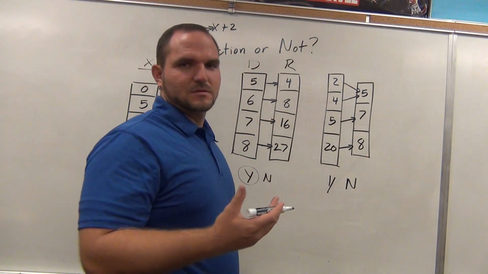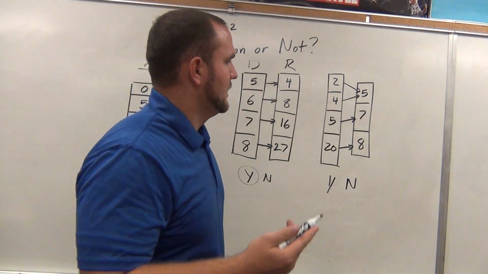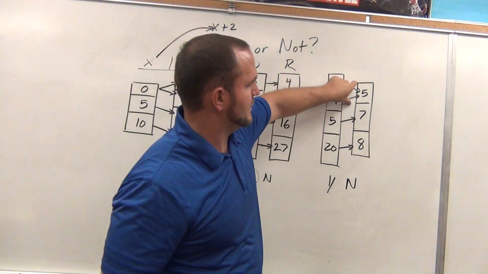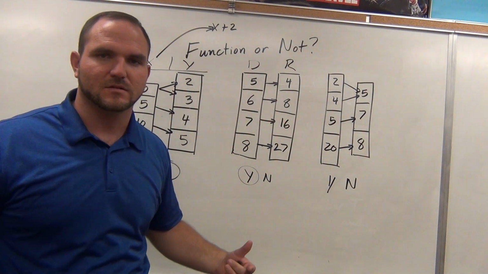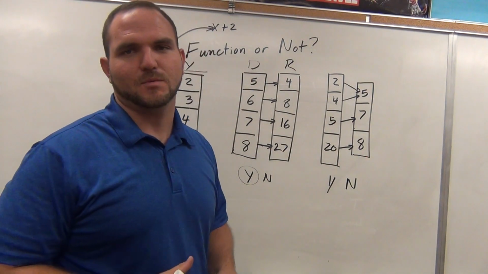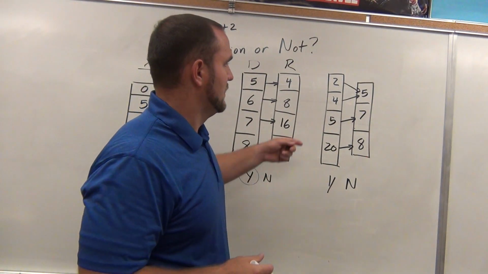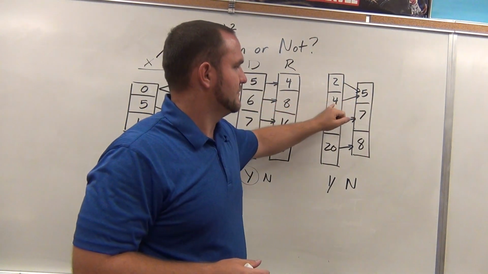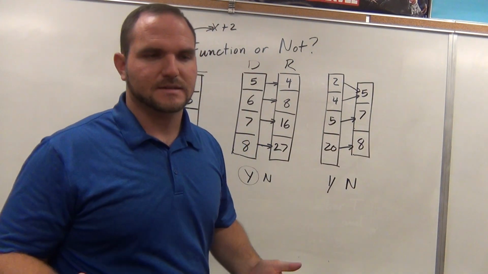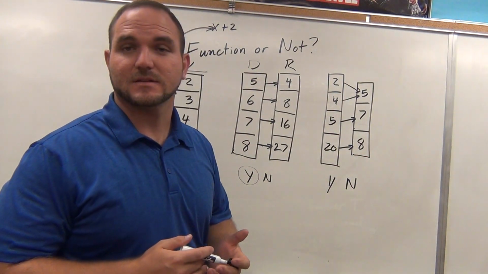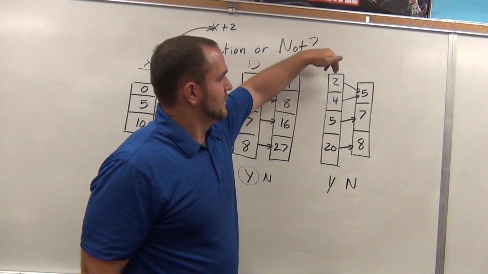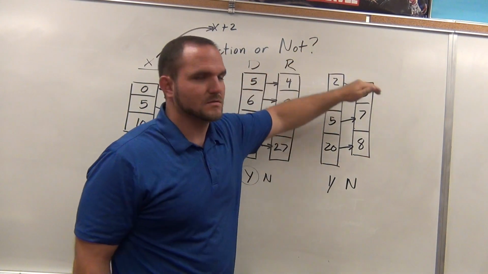This one is what throws a lot of people off. The difference between these arrows right here and these arrows right here gets everybody a little confused. But let's take a look at this one and we'll show you how it's not so bad and why you shouldn't be confused. 2 goes to 5, 4 goes to 5, 5 goes to 7, 20 to 8. Now, these aren't necessarily real tables, I just made them up to do the visuals, so don't worry about the numbers. But 2 goes to 5, 4 goes to 5.